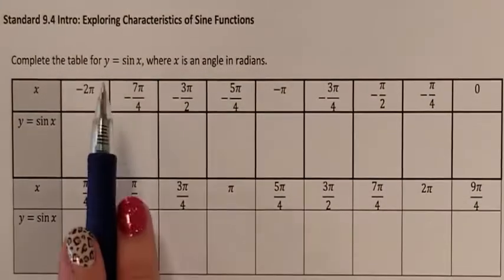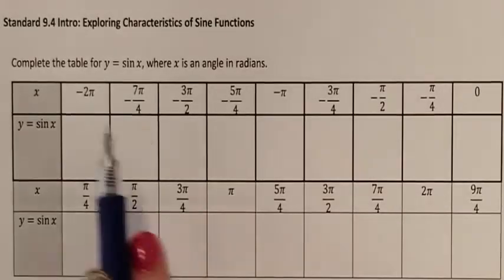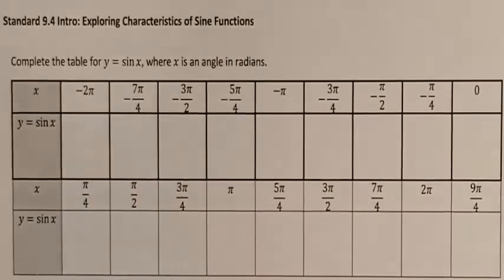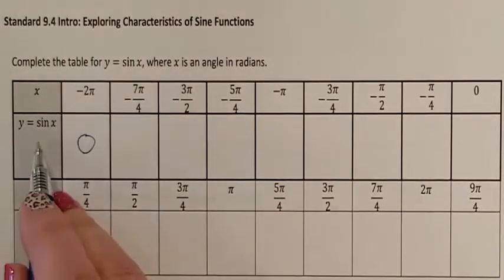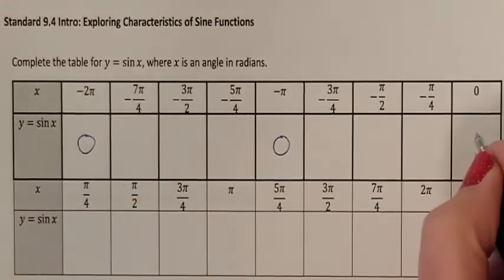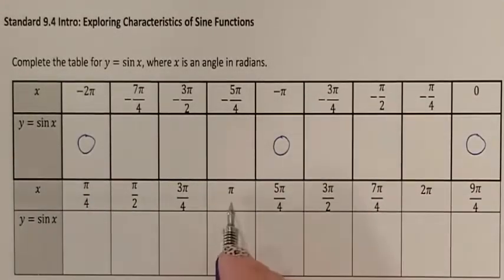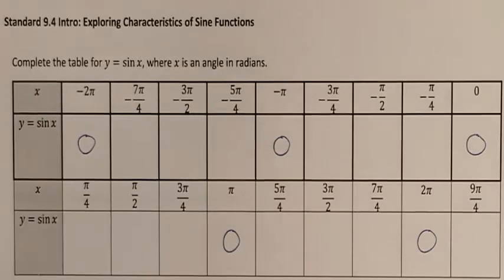You will observe that every whole pi interval, when you type these into your calculator, you'll always get the answer 0. So sine at negative 2 pi is 0. Sine at negative pi is 0. Sine at 0 is 0. Sine at pi is 0. And sine at 2 pi is 0. All of the whole pi values are going to be 0.